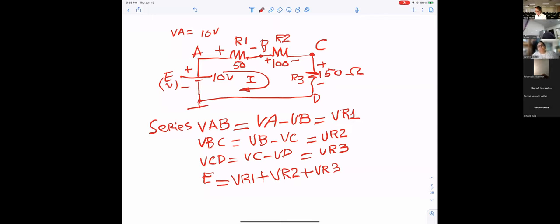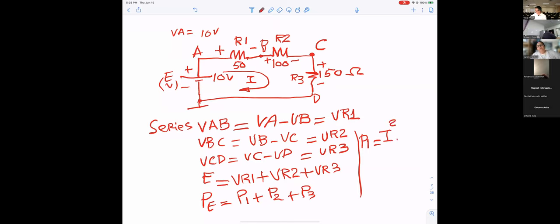And we're also talking about the power. The power of E equals P1 plus P2 plus P3. You understand that P1 equals I square times R1, that's the formula for power. P2 equals I square R2, and P3 equals I square R3.